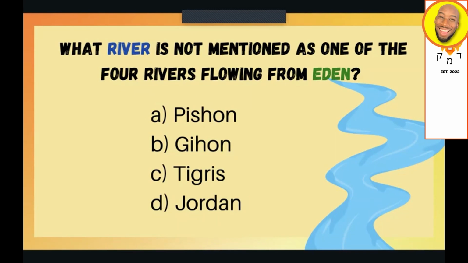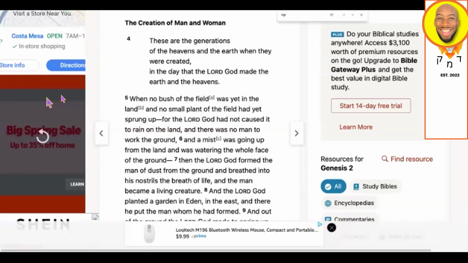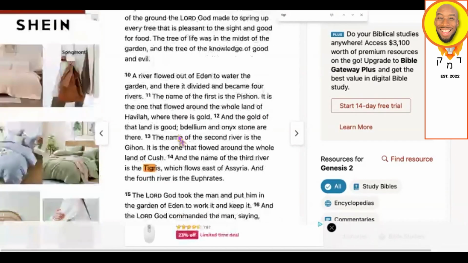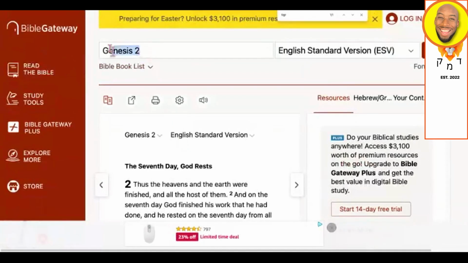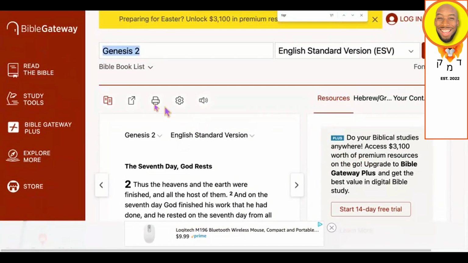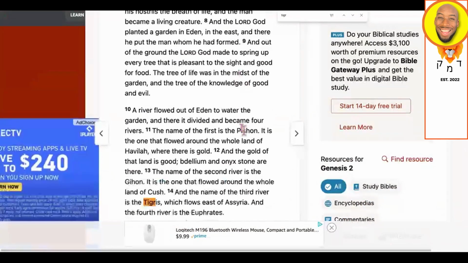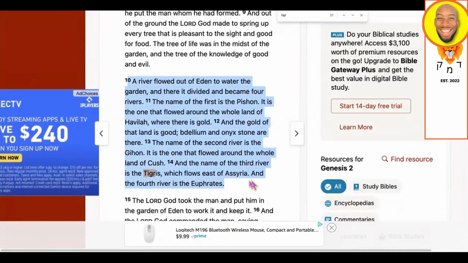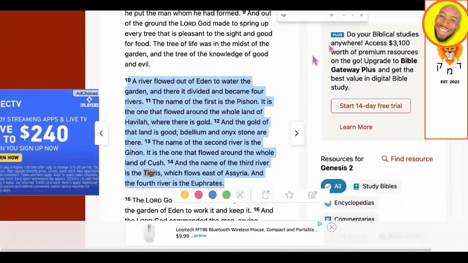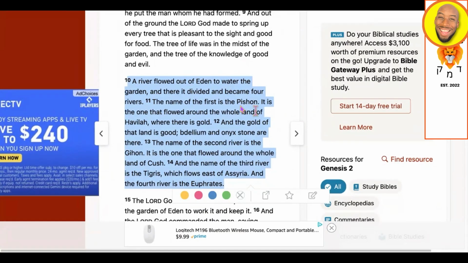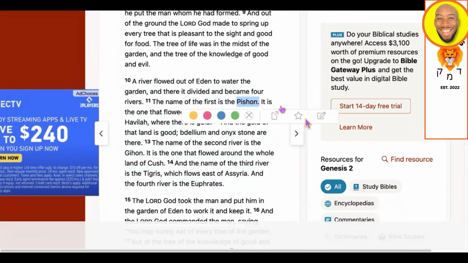All right, let me pull up this scripture, because this is what we do. When we get questions, we go and pull it up and we look. So we're in Genesis chapter 2, and we're going to go down to verse 10. Check this out right here, this blue part that's highlighted. A river flowed out of Eden to water the garden, and there divided became 4 rivers. The first was Pison, so that's not the answer.